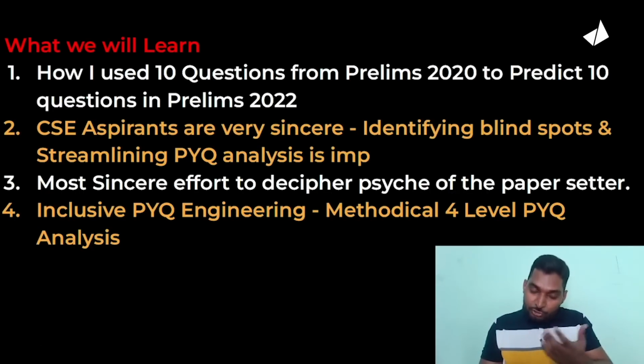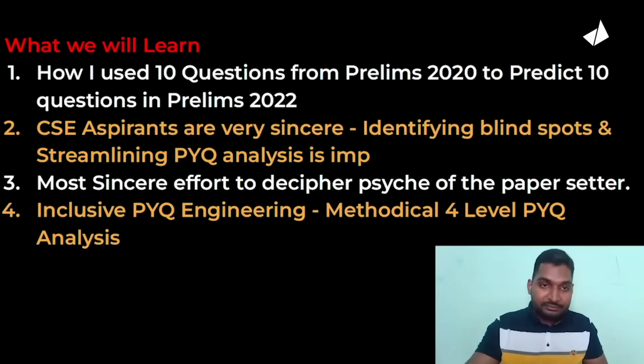Then we'll also be learning how to go on with an inclusive PYQ engineering activity. Now, this is an inclusive activity because among the 4 levels, level 1, level 2, level 3, level 4, level 1 analysis is something that everyone can do on their own at the individual level. Even level 2 to some extent can be done at the individual level. But when it comes to level 3 and level 4, how things become trickier, we'll be learning that in today's video as well. Quickly moving ahead with the agenda.